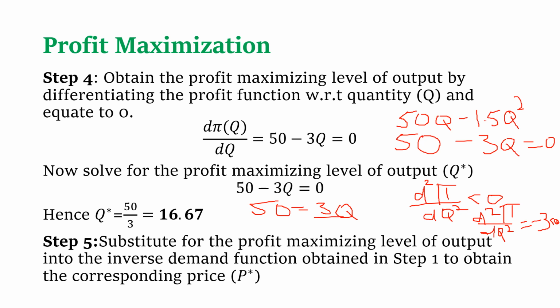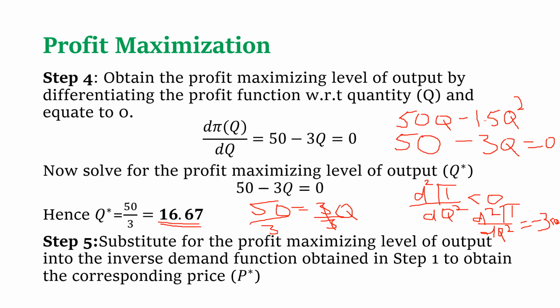Now, we want to find q, so divide by 3. Divide the other side by 3. And if we do that, q becomes what? 16.67. Right? 50 over 3 becomes 16.67. So that is the result. This becomes the profit maximizing level of output, and it is called Q star.